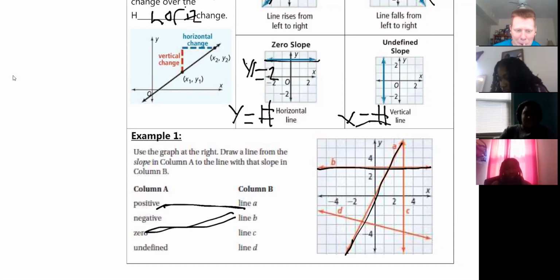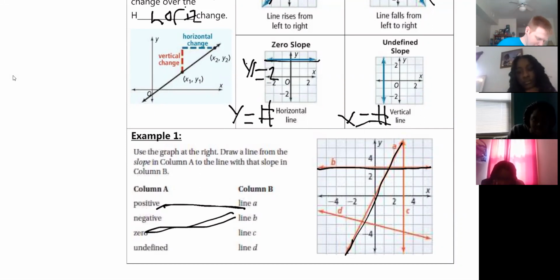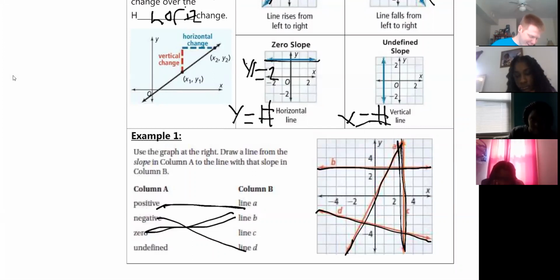Okay. But I see what you did. You said the next one was D. D's the negative line. I went out of order, but negative should have been D. And then this last one, the only one left is C. That's an undefined slope because it's vertical. Sorry if I jumped in a weird order, but I'm assuming most of you wouldn't have much trouble with this.